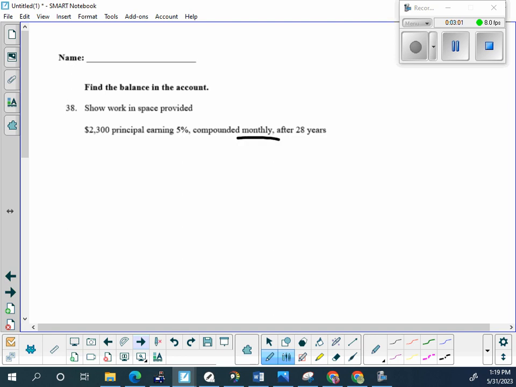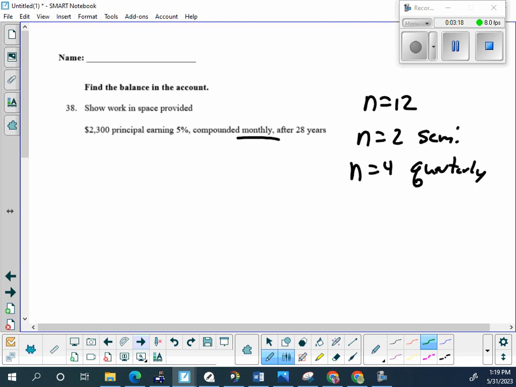We're looking for compounded monthly. Again, if you're doing this question, monthly, n equals 12. n equals 2 if it's semi-annually, depending on which version of the test you get. n equals 4 is quarterly. And if you set it up in a different way, I'll give you the credit, but n equals 1 is annually. Again, writing quickly here, so the video is shorter.